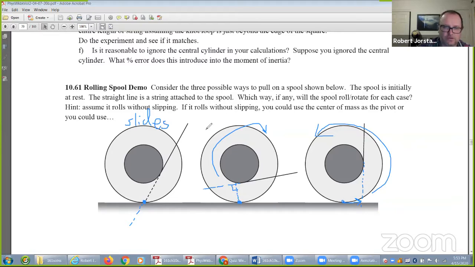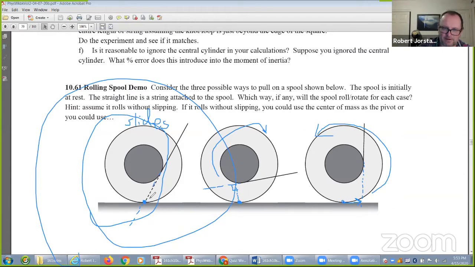It's a lot cooler in person, but this is what we've got right now. If you want, you can try and get a spool and do that, but I don't have a way to do that right now. So depending on which way you pull on a yo-yo, it will roll towards you, away from you, or it won't roll at all. It'll just slide. Obviously, this one is the hardest to do because it's hard to get this to line up perfectly.